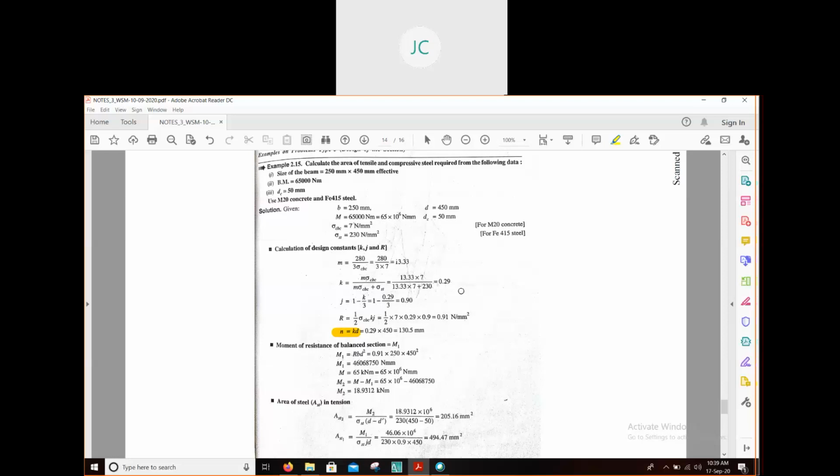Go through the solution, and whatever doubt you have, you can ask me now. Because the next problem will also be similar to this. So if you understand this problem, then the next problem will be much easier for you. But if you don't understand this, then you will find it difficult for the next problems.